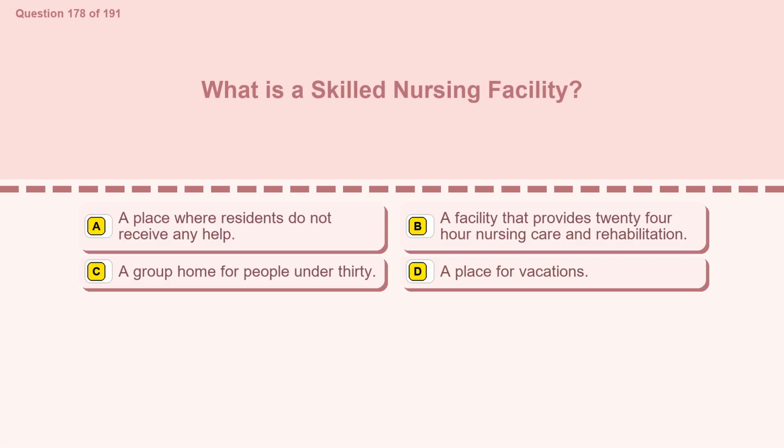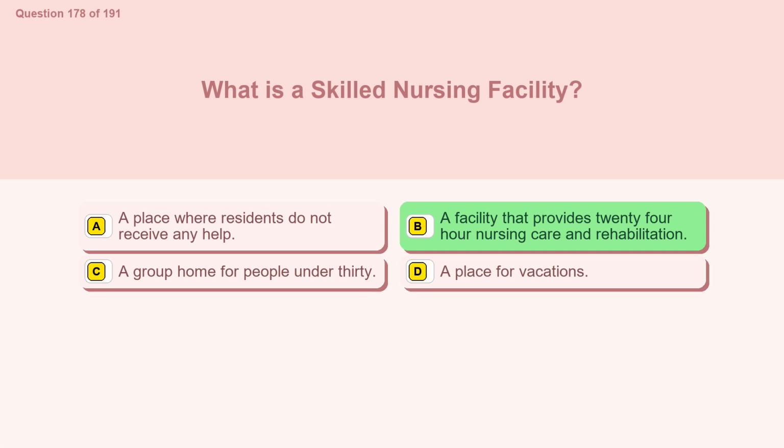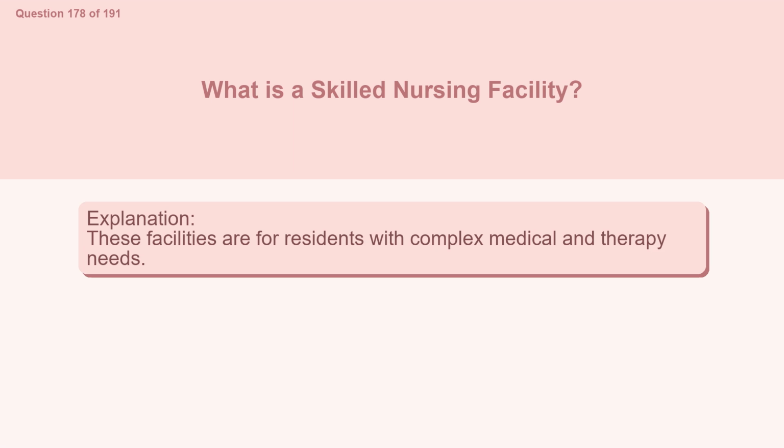Question 178. What is a skilled nursing facility? Option A, a place where residents do not receive any help. Option B, a facility that provides 24-hour nursing care and rehabilitation. Option C, a group home for people under 30. Option D, a place for vacations. The correct answer is option B, a facility that provides 24-hour nursing care and rehabilitation. These facilities are for residents with complex medical and therapy needs.